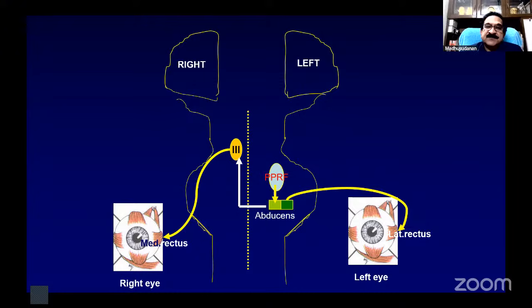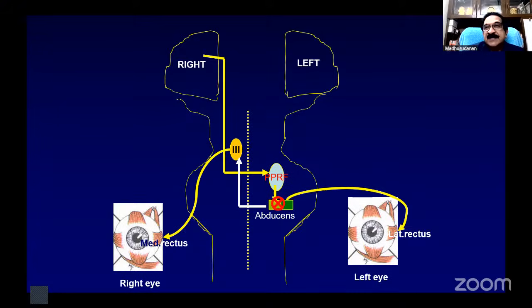And the PPRF is the one above the abducent nucleus, which provides the excitatory burst neurons for the abducent nucleus. And the frontomesencephalic pathway from the opposite side descends and crosses to the opposite side in the upper part of the pons to the PPRF and not the abducent nucleus. So it excites the PPRF, the PPRF excites the abducent nucleus and produces a lateral gaze movement towards the left side.